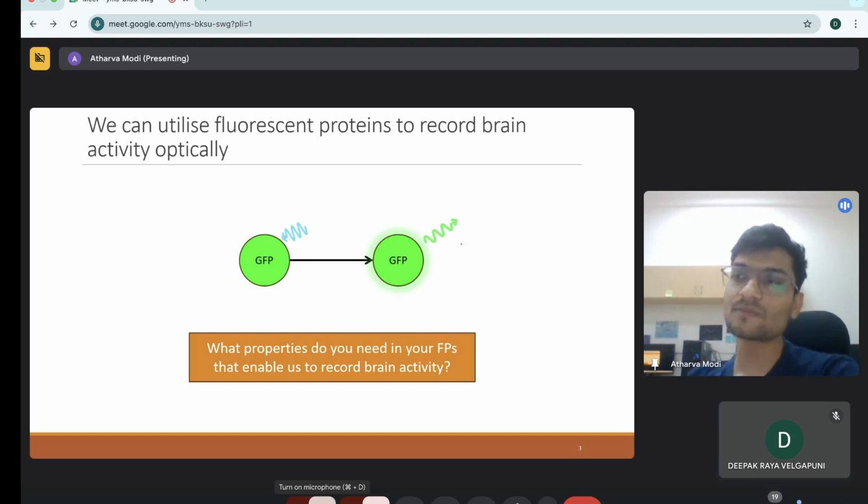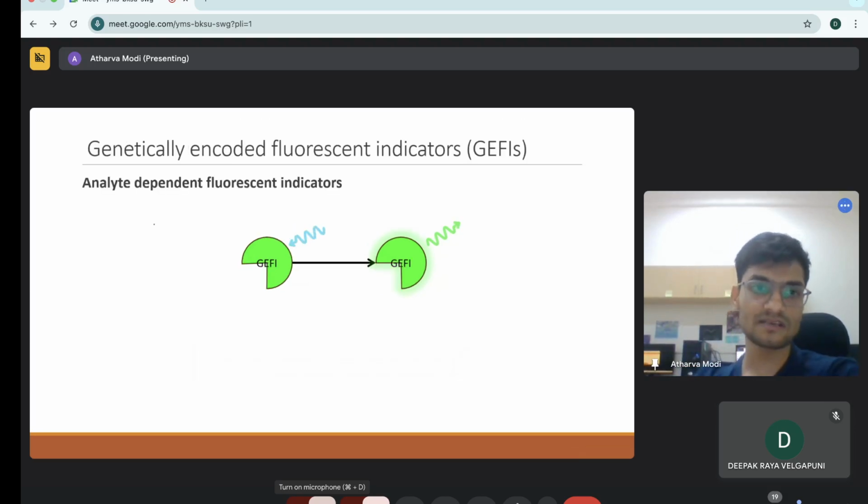The wavelength should change proportional to brain activity. That is one way. The fluorescent wavelength can change, but the most generally occurring, what people have made, is genetically encoded fluorescent indicators. So these are like, you take GFP and modify it. This is a sequence of peptides, like proteins. So you modify it in a way that it now interacts with the analyte.